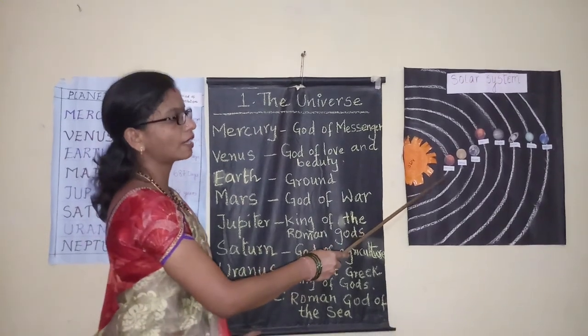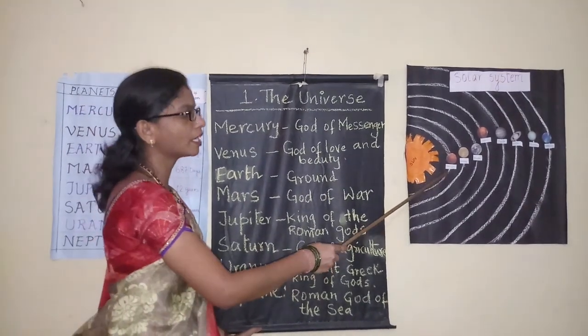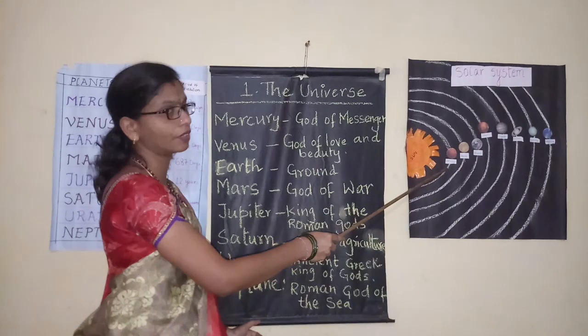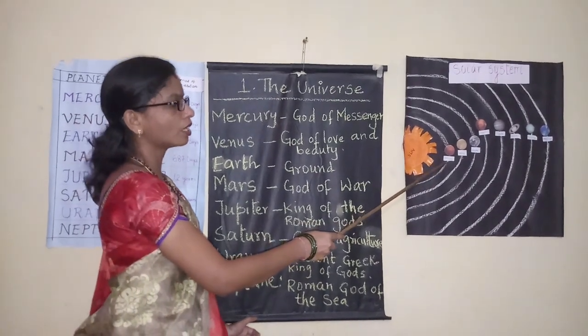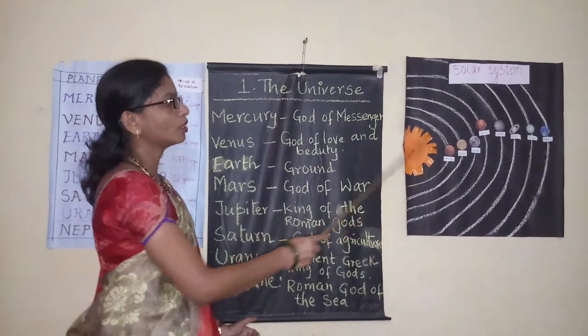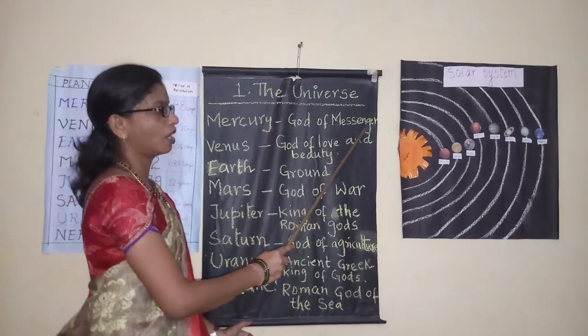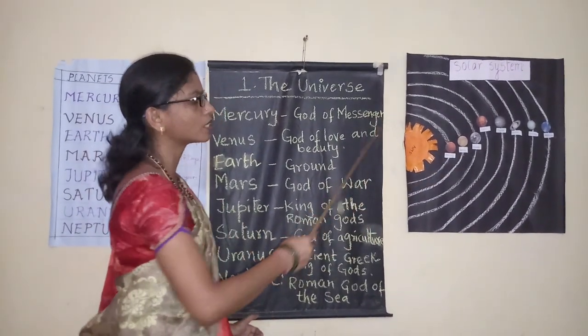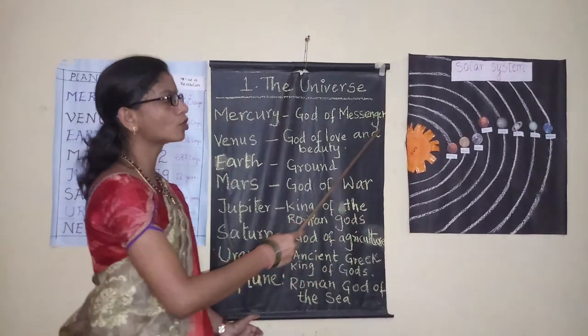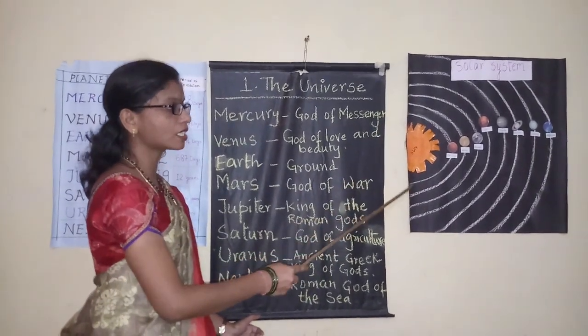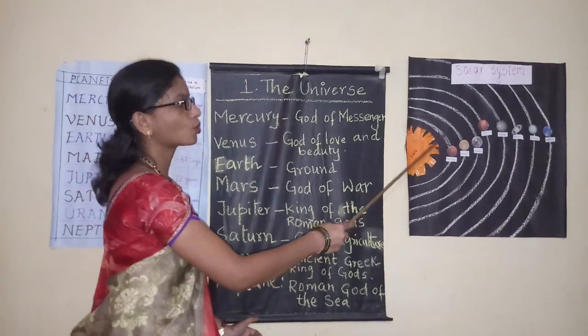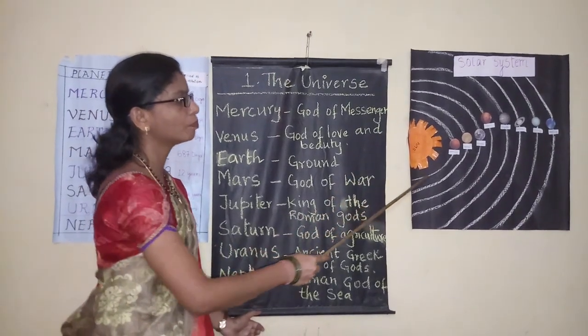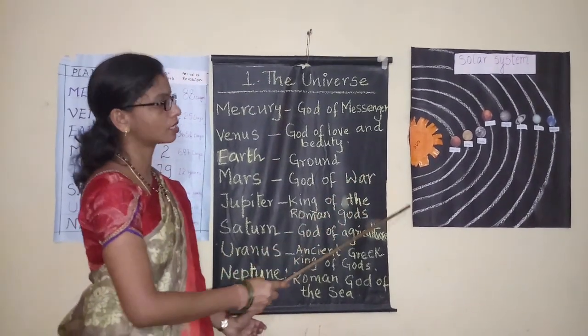And most of the planets are named after the Roman gods or the Greek gods. So Mercury is known as the Roman god of messenger. As you all know, all the planets move around the sun. Even Mercury also moves around the sun. It takes 88 days to complete one round around the sun.